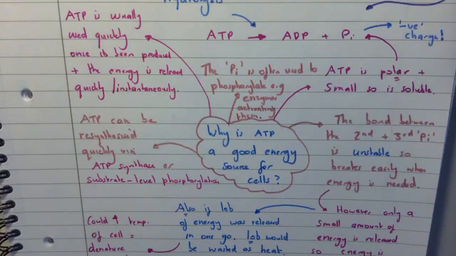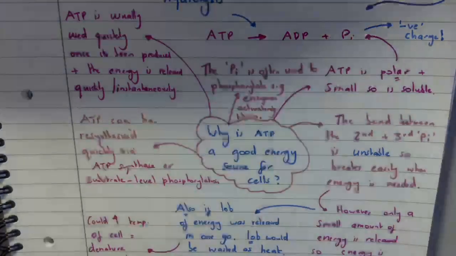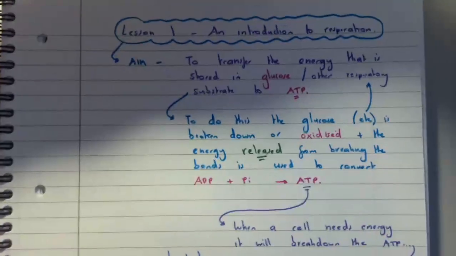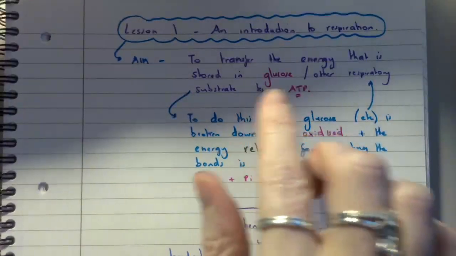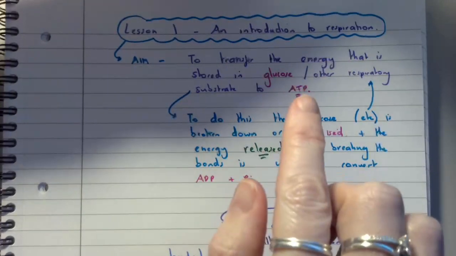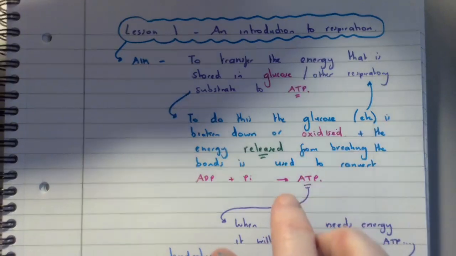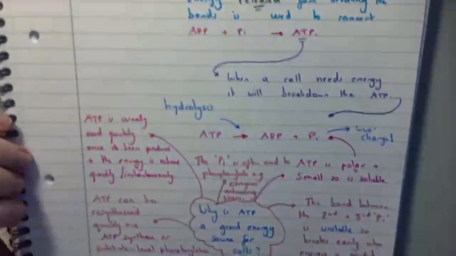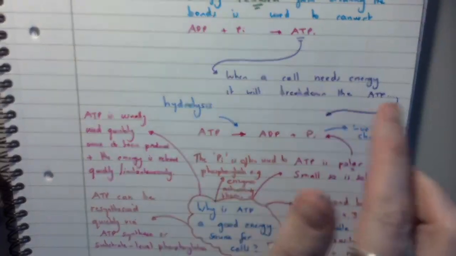Okay. Right, that's quite a lot of information for my first video, so I'm going to stop this one here. Just a bit of a summary of what we've talked about. We've talked about the aim of respiration, what's the whole point. The aim is that we want to transfer the energy that is stored in glucose or something like lipids and proteins into ATP, and then when the cell needs some energy for whatever, which we're going to talk about in the next session, it will then break down the ATP.